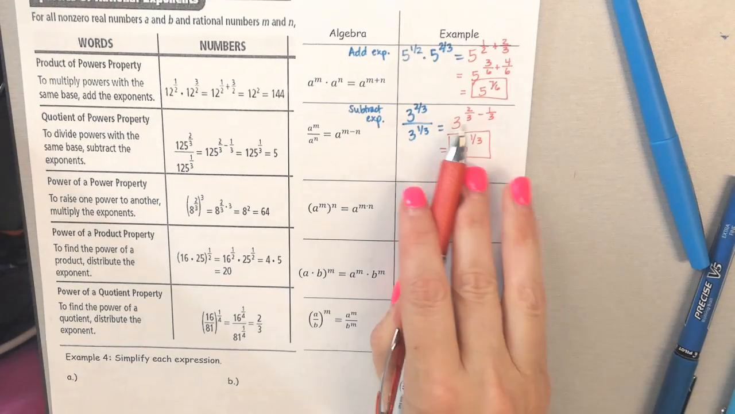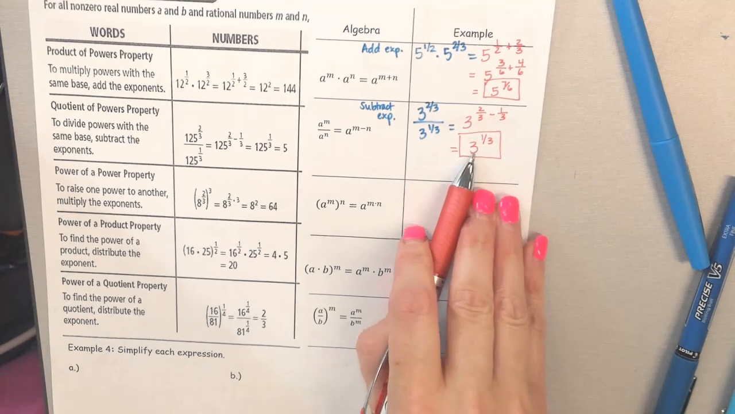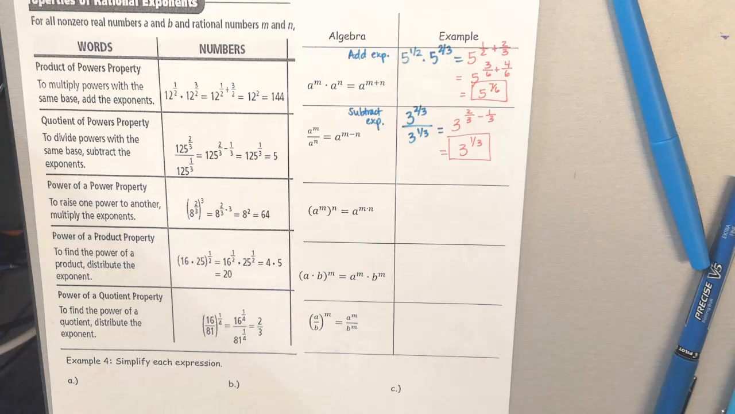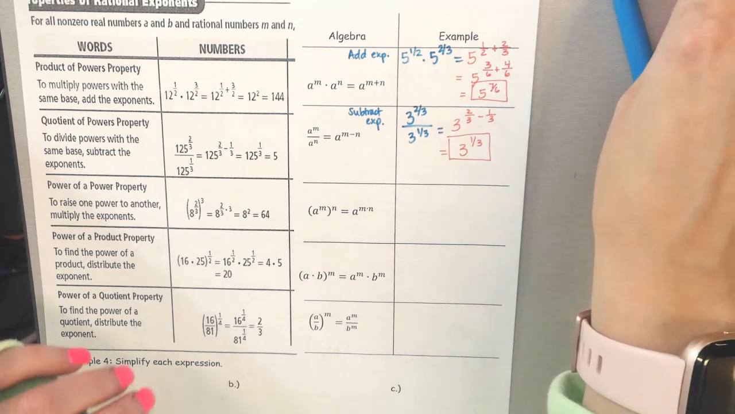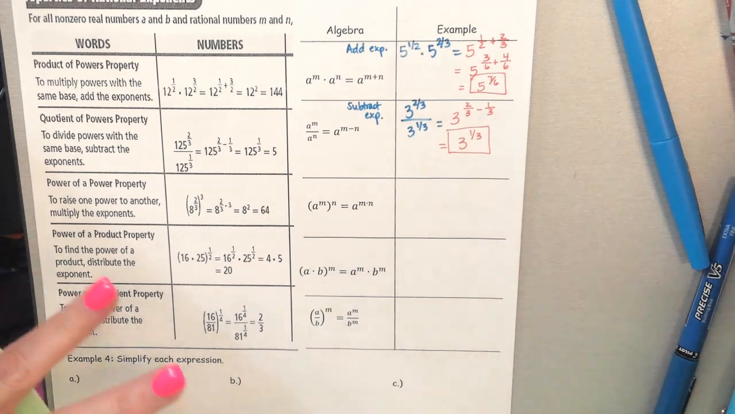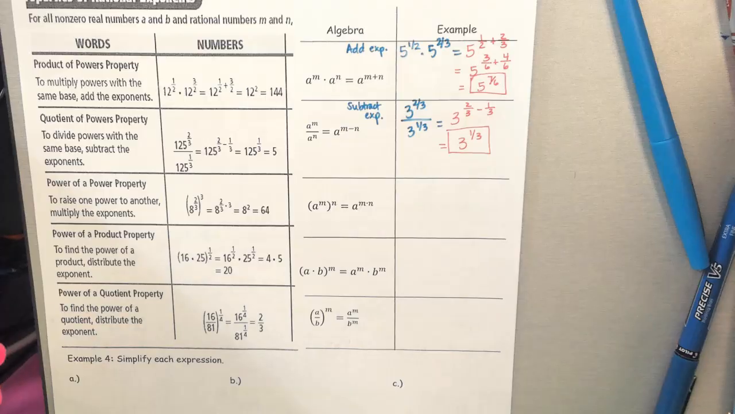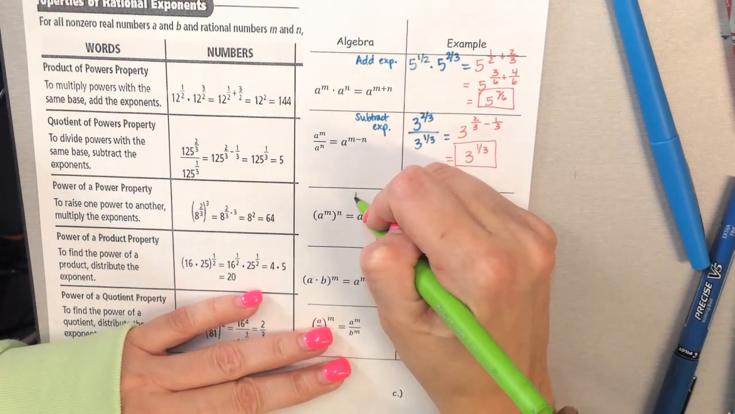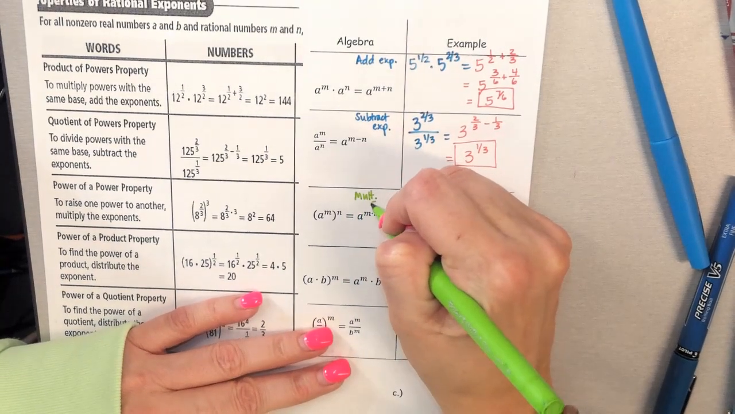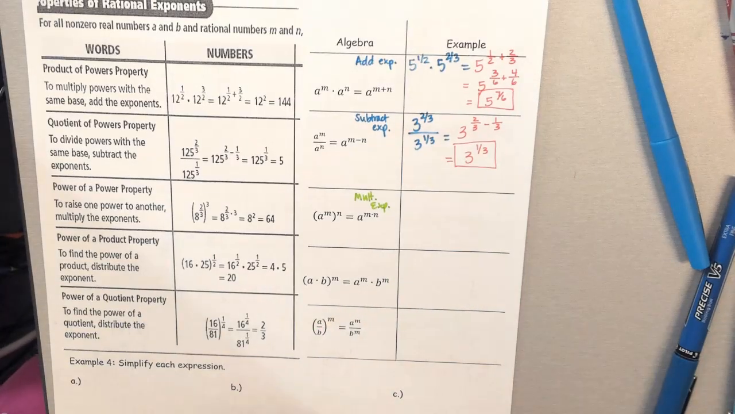Yep, so 2/3 minus 1/3 is just going to be 1/3, so you're just going to leave it. Nope, it's a power. Yep. Okay, and then the next one is going to be multiplication. So a power to a power, you multiply the exponents.